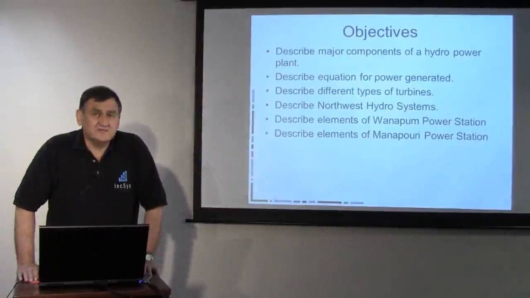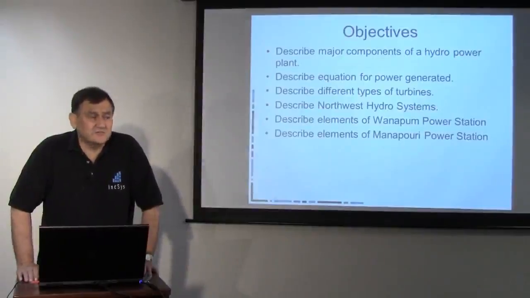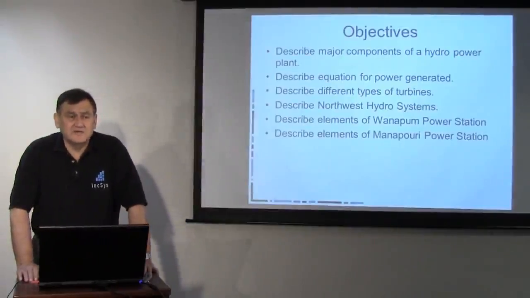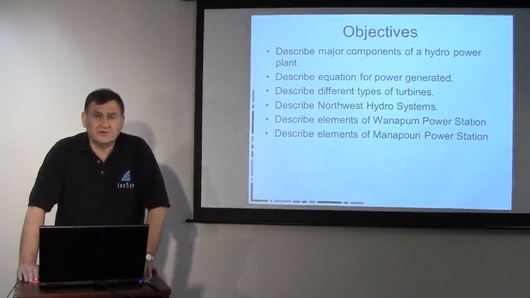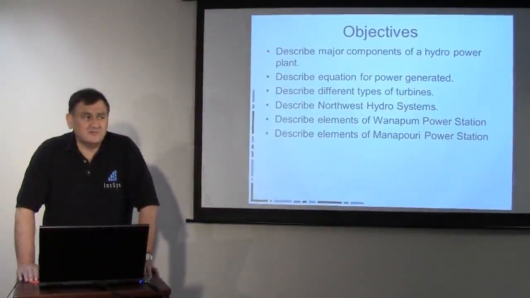So our objective is for you to be able to describe the major components of a power plant, understand the equation for power generated based upon water flow and head, describe different types of turbines, and describe the Northwest hydro system. This has a huge impact throughout the western United States with reserve sharing agreements. And then we'll describe elements of the Wanapum Power Station on the Columbia, as well as one of my favorites from New Zealand, Manapouri.